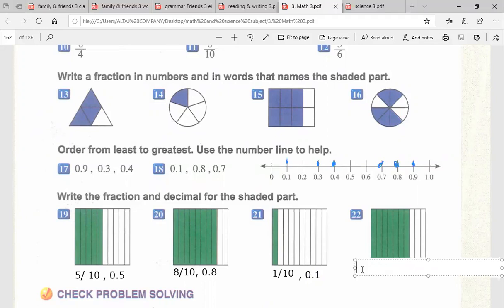The last question, we have 1, 2, 3, 4, 5, 6, 7. So 7 over 10. And the decimal is 0.7.